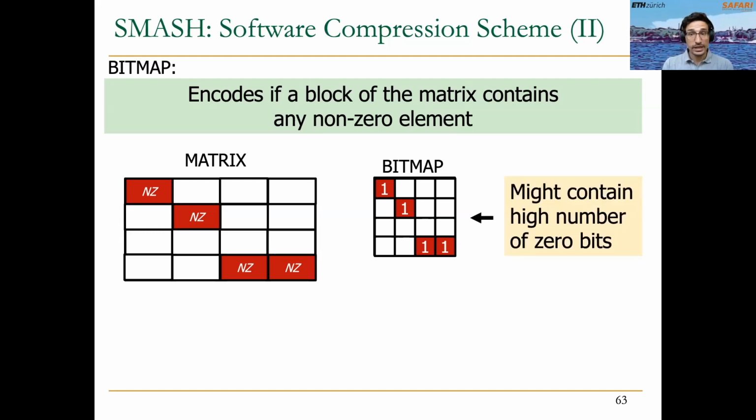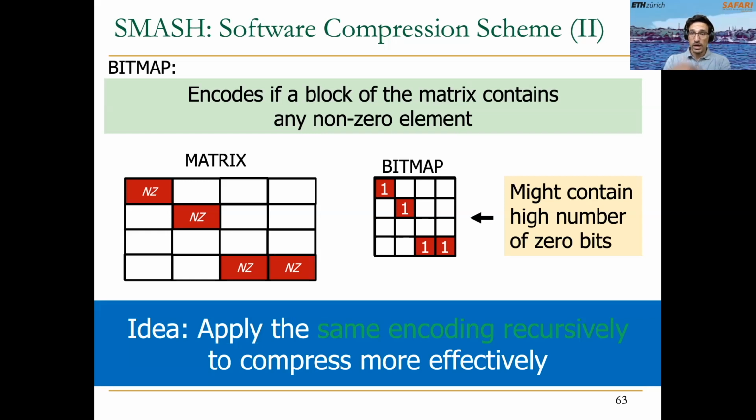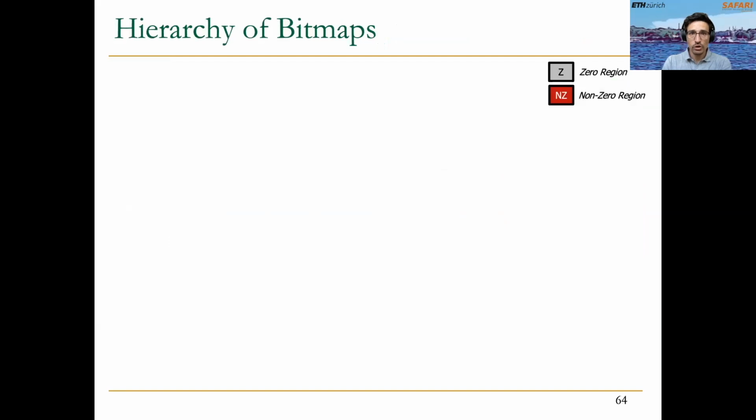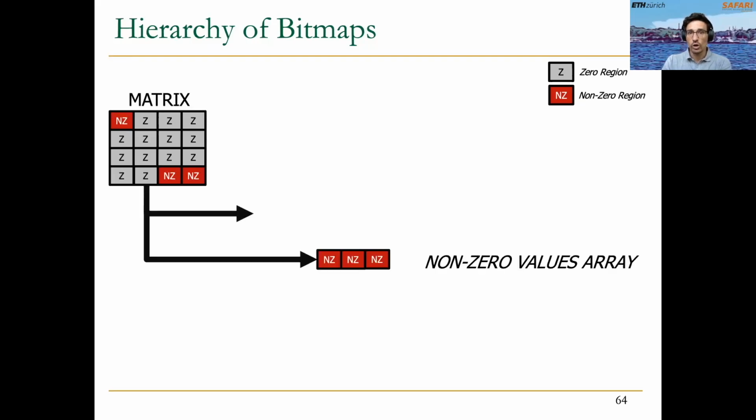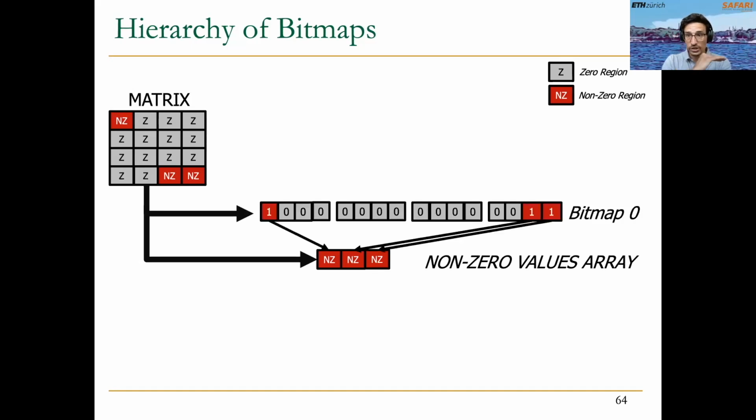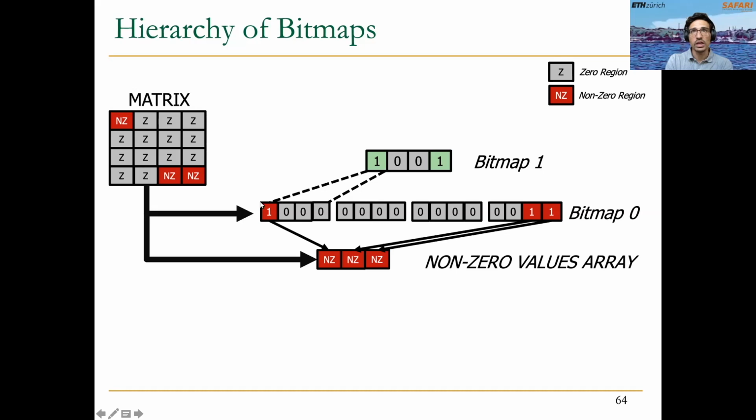The problem with this bitmap is that it might itself be pretty large because it might contain a high number of 0 bits. So the idea here is to apply the same encoding recursively on the bitmap in order to compress more effectively. By doing so, we come up with a hierarchy of bitmaps. Observe how we first compress the matrix itself using the non-zero values array, and then the first level, bitmap 0, points to the array of non-zero values. Then we can compress the bitmap by, for example, compressing blocks of bits. In this case, 4 bits are compressed as this one because at least one of these bits is equal to 1. However, for the next chunk of 4 bits of bitmap 0, this is 0 because there are no non-zero bits. So that's why we encode it as a 0.